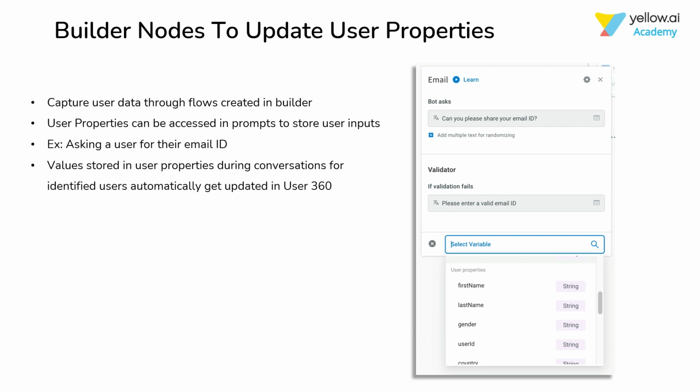We use different prompt nodes in flows to allow users to input data in response to a question or a statement. This data can be stored in user properties. These values stored in user properties in a flow for identified users automatically get updated in the platform.